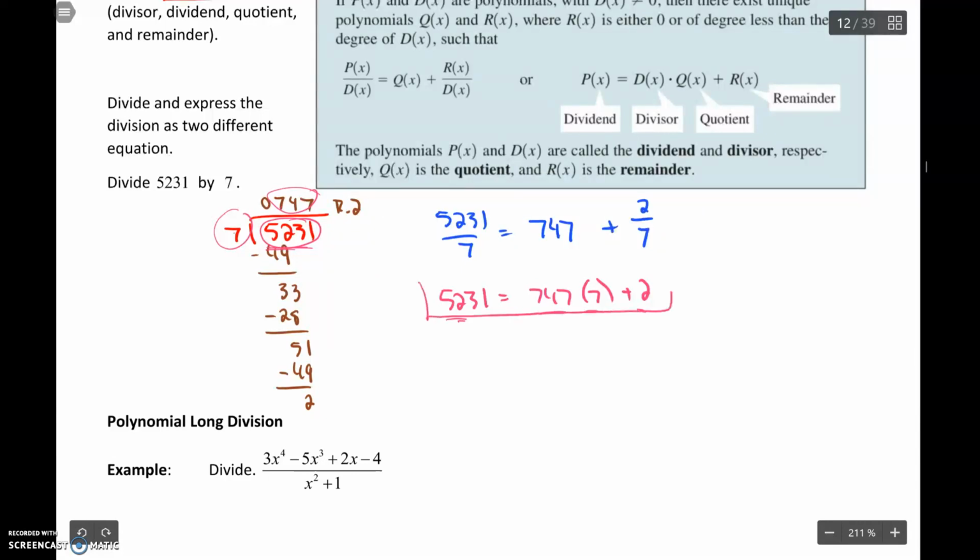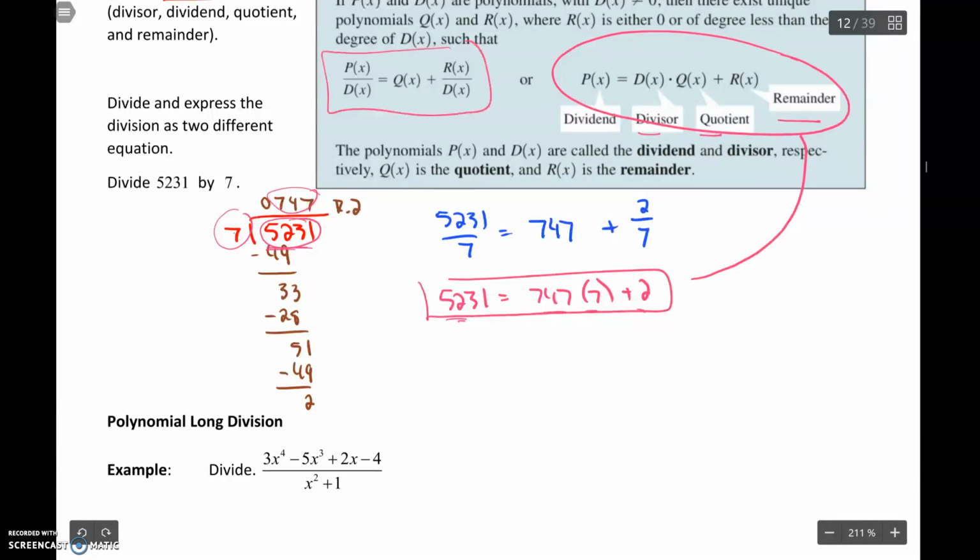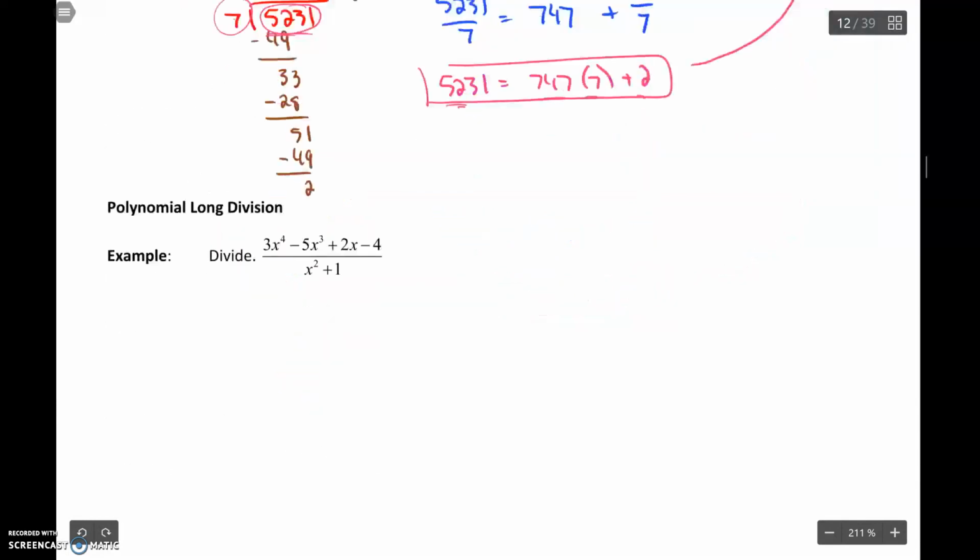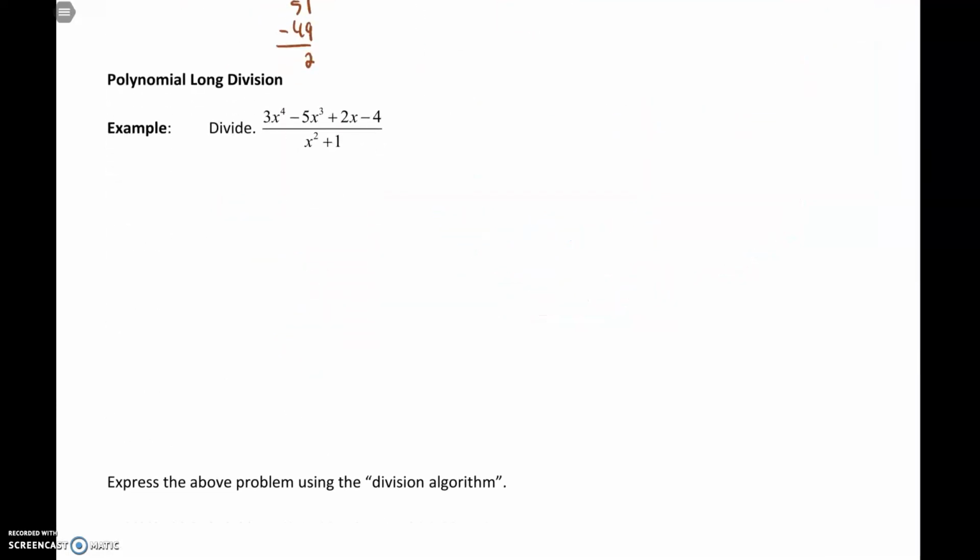I call this the division algorithm. So that's what I'm talking about up here. Your dividend is equal to your divisor times your quotient plus your remainder. Or you can write it the traditional way as a division problem, and you get your quotient plus your remainder over your divisor. So when I say division algorithm, I'm talking about this guy here. Use it. Polynomial long division is exactly the same thing.